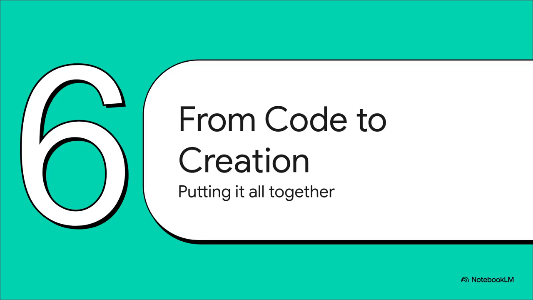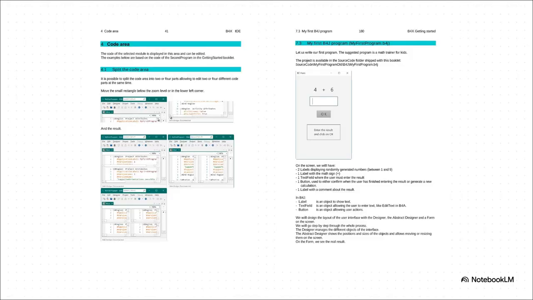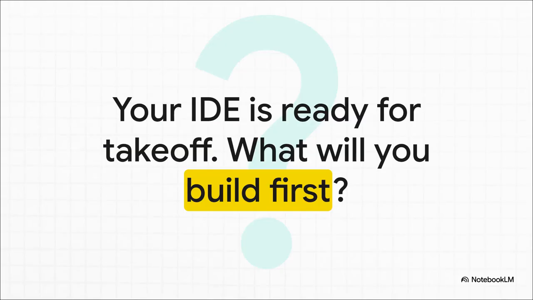Okay, so let's put it all together now. We've seen the individual pieces. We've got the powerful code editor, the awesome organizational tabs, and that super intuitive visual designer. Now let's see how they all combine to take you from just lines of code to a real creation. This image right here really sums it all up. On the left, you've got the code from the engine room. That's the logic, the brains of the operation. And on the right, you've got the interface from the visual designer, the face of your application. The B4X IDE provides this seamless environment where these two halves just come together perfectly to create one single, functional, cross-platform app.